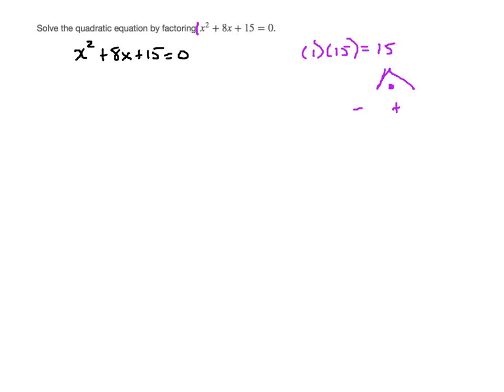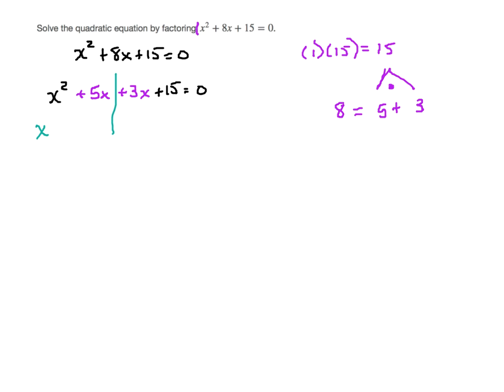Now I'm looking for the factors of 15 that add to make 8. And that's 5 and 3. I'm going to use those factors to bust the bx term. x squared, I'm not going to write 8x. I'm going to write plus 5x plus 3x plus 15 equals 0. Now I finish it off with factor by grouping.